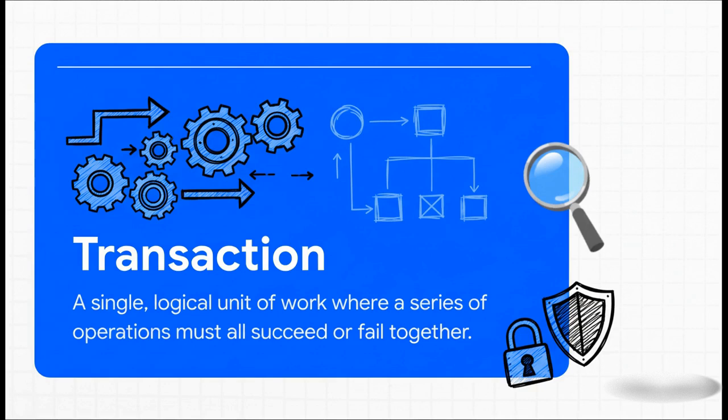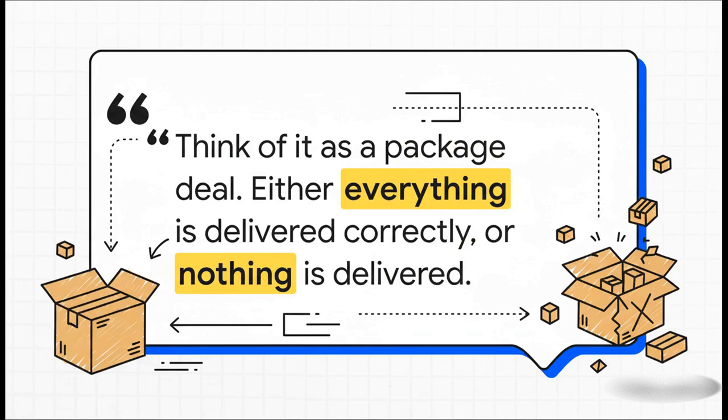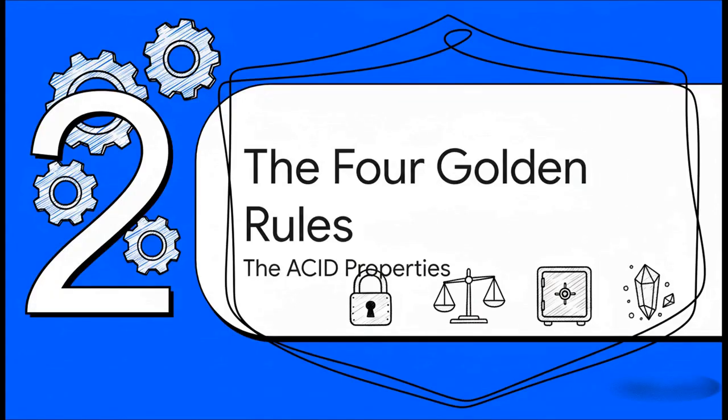It's all or nothing. And I love this analogy that came up in our research. It's like a package deal. Think about it. You wouldn't accept a delivery if only half the stuff you ordered was in the box, right? No way. You want everything or you want nothing. And that is the fundamental promise of a digital transaction. Now, this all-or-nothing promise is so incredibly important that it's actually guaranteed by 4 super strict rules. And together, they form this acronym that's kind of famous in the world of computer science.